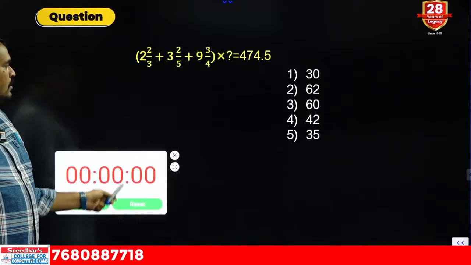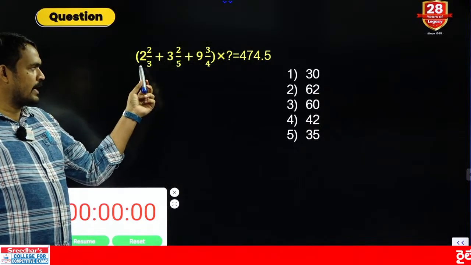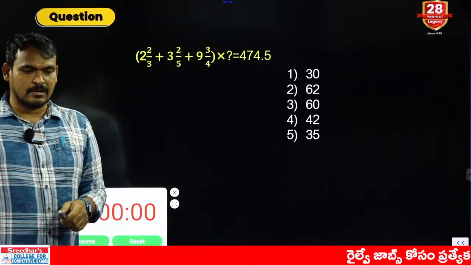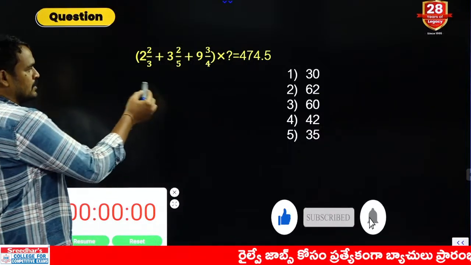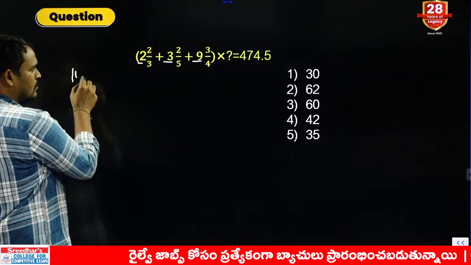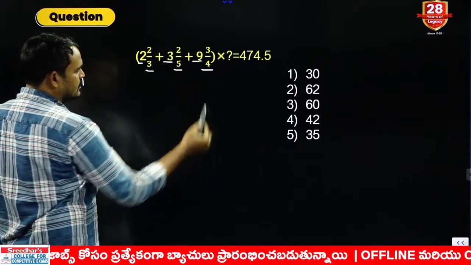Okay. First, mixed fractions is given. Left hand side bracket value multiplied by something that is equal to how much? 474.5. First we are adding left hand side bracket values, sir. Left hand side mixed fractions. 2 plus 3 is how much? 5. 5 plus 9, 14. Next, all are fractions 2 by 3, 2 by 5 and 3 by 4.